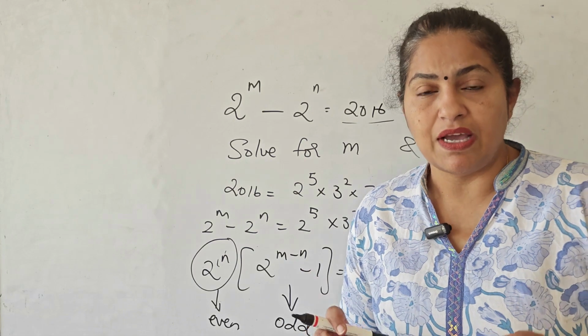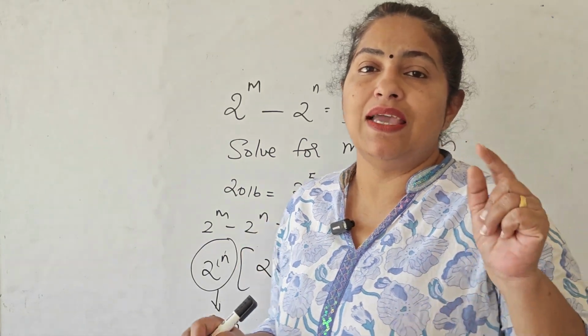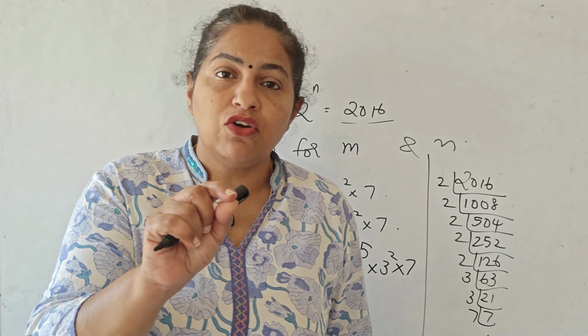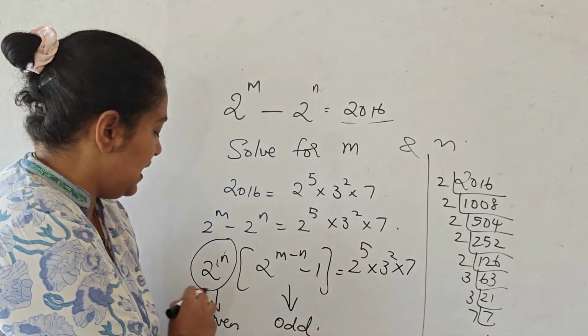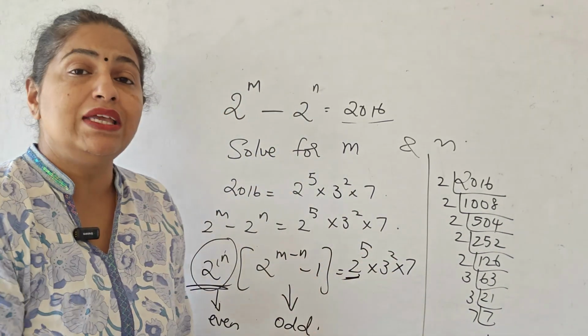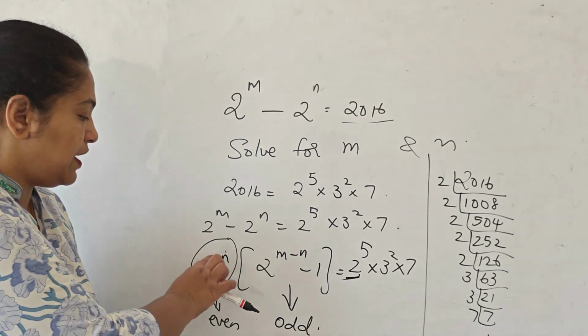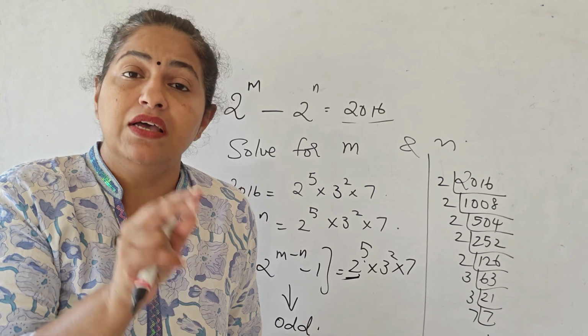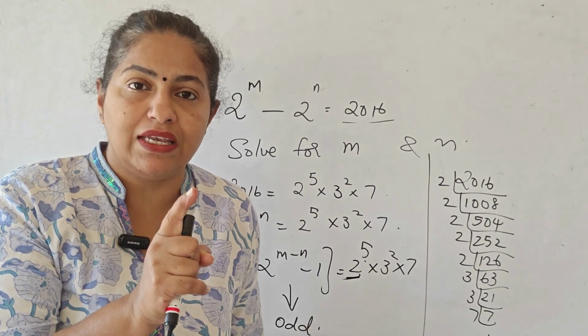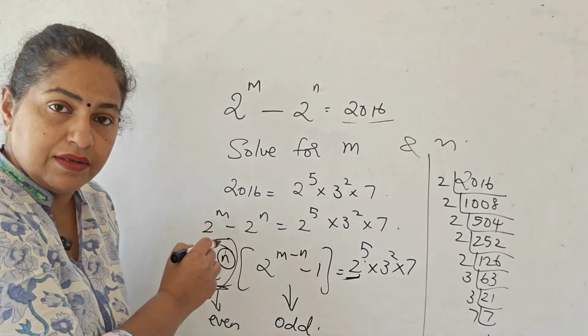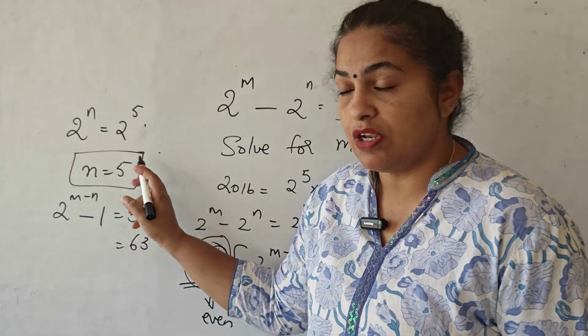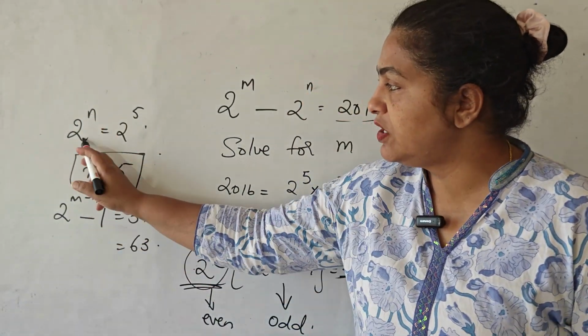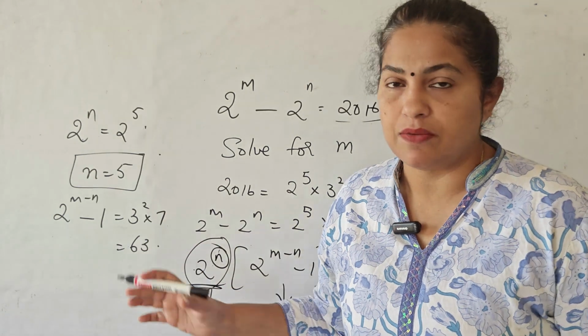Fine. Basic maths. Now when we are equating the LHS and the RHS, because we have a power of 2 in the LHS and a power of 2 in the RHS, here I have a 2 raised to n and here I have a 2 raised to 5, I can equate both of them. So now let us see what we are getting as the value of n. 2 raised to n is equal to 2 raised to 5. So equating the powers, because bases are the same, n is equal to 5.